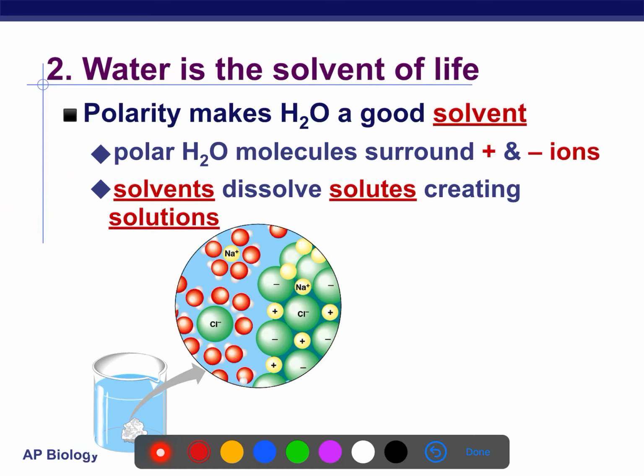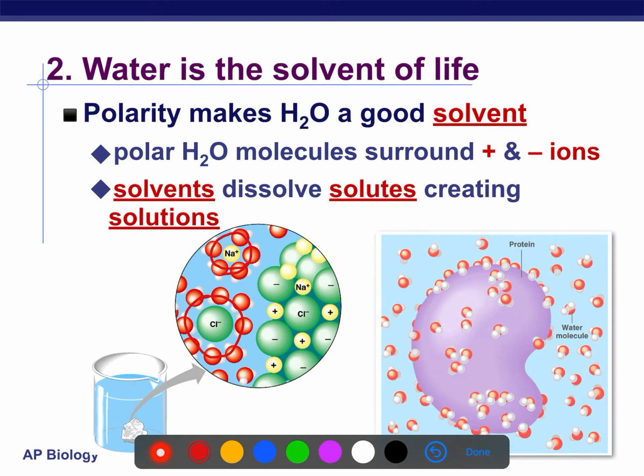How it's going to do that is it's going to slowly surround these ions. The positive hydrogens will surround this chlorine ion, and the negative oxygens will surround this positive sodium ion. And that's how it's going to create solutions, or salt water, a bunch of just sodium and chlorine that is dissolved in that water.